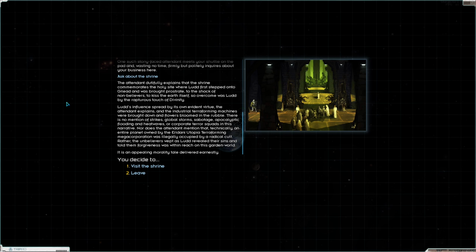There is no mention of strikes, global storms, sabotage, apocalyptic flooding and heat waves, or corporate terror squads in this narrative. Nor does the attendant mention that, technically, an entire planet owned by the Aerodani Utopia Terraforming Metacorporation was illegally occupied by a radical cult. Rather, the unbelievers wept as Ludd revealed their sins and told them forgiveness was within reach on this garden world. It is an appealing morality tale delivered earnestly.